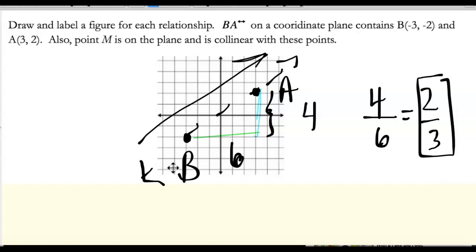So to get our other point that is on that line, we would start at either A or B, and we want to rise 2. So let's take this one, rise 2, run 3. It appears that our point on that line is at point 0, 0, or the origin.